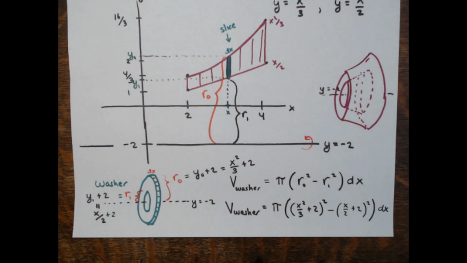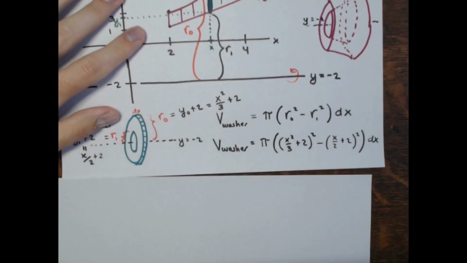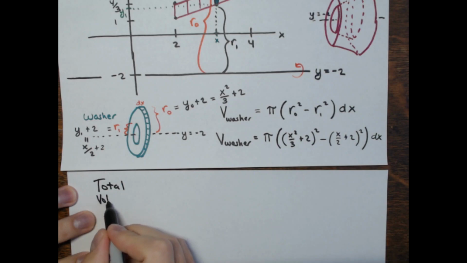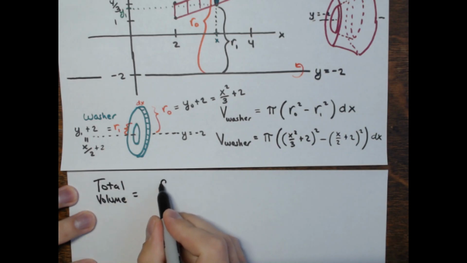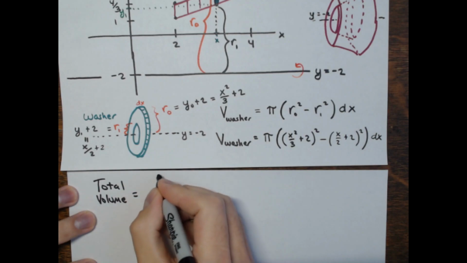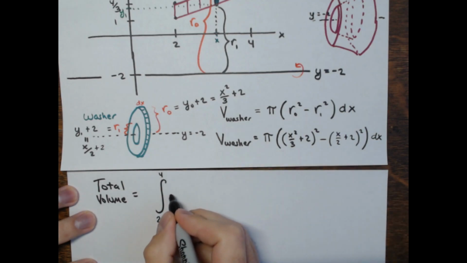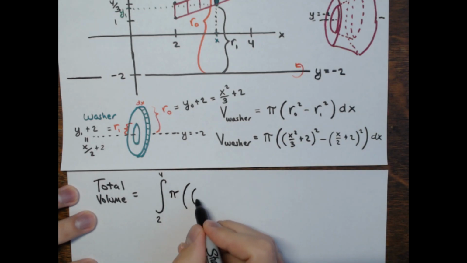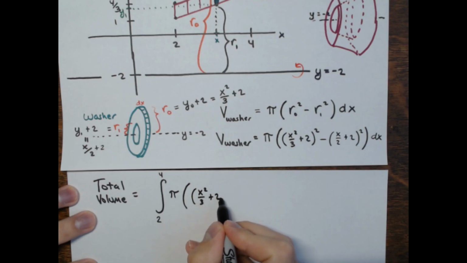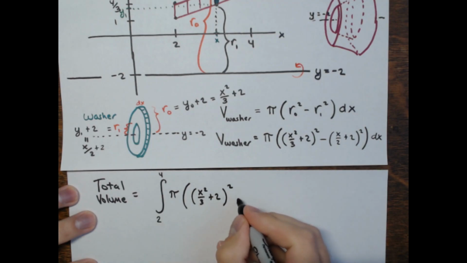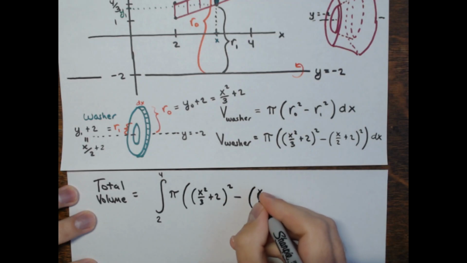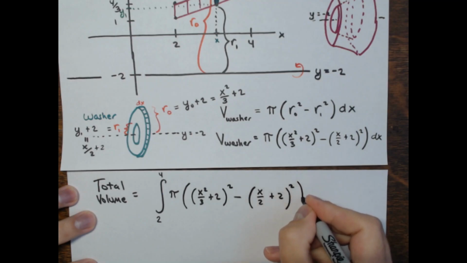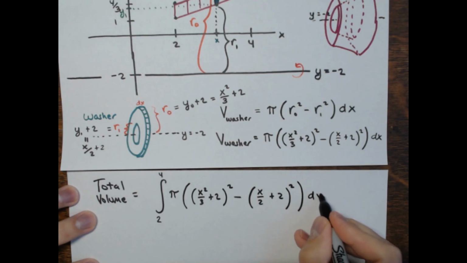So the total volume would be the integral from x equals 2 to x equals 4 of the volumes of our washers: pi times the quantity, the quantity x squared over 3 plus 2 squared, minus the quantity x over 2 plus 2. That's that inner radius squared, and then close the big one, and then times the thickness, dx.